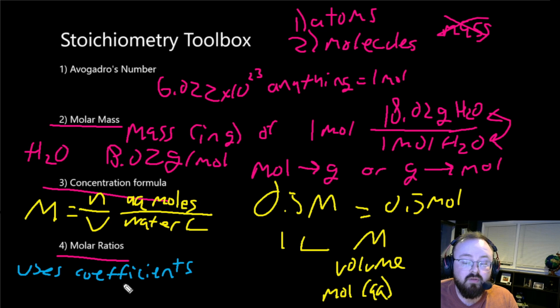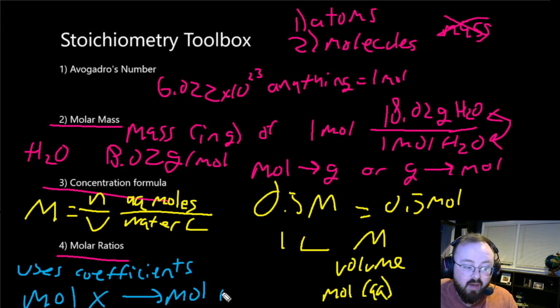So when do I use a molar ratio? When do I use coefficients? Anytime that we are converting from moles of, let's just call it X, into moles of something else, Y, it just means anything. And this is going to take place with our chemical reactions, using our chemical equations.